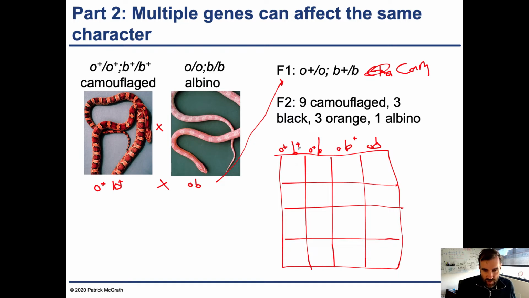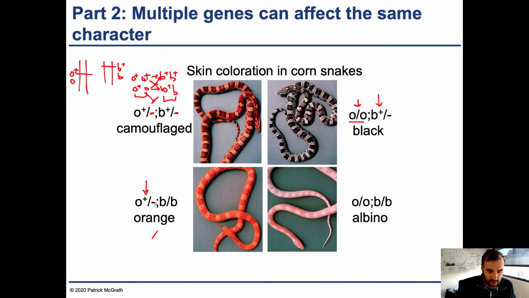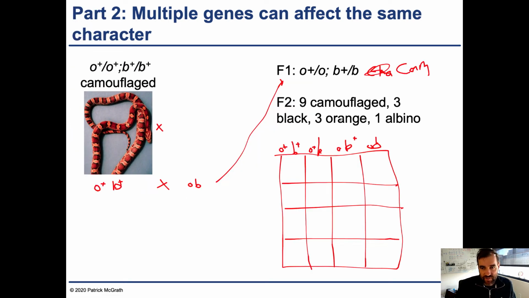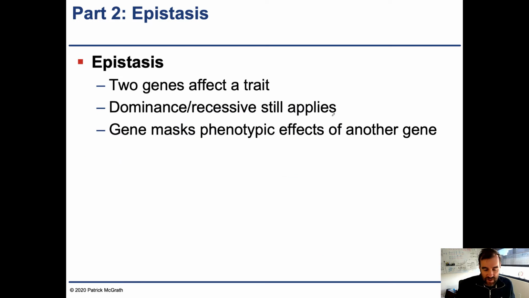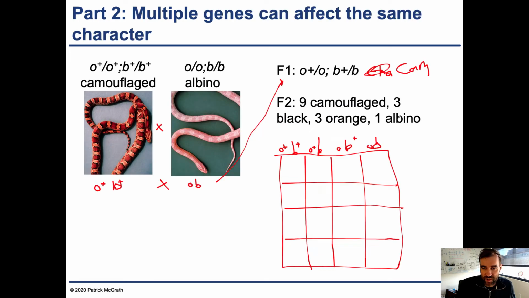When you group these together, you'd basically be grouping them based upon this relationship right here. As a result, you would end up seeing 9 camouflaged, 3 black, 3 orange, and 1 albino. So whenever you see this ratio of 16, you should think of a 4x4 Punnett square, which means one of the parents produced 4 types of gametes, and the other parent produced 4 types of gametes. So this is a situation where multiple genes control a single trait, a single character.